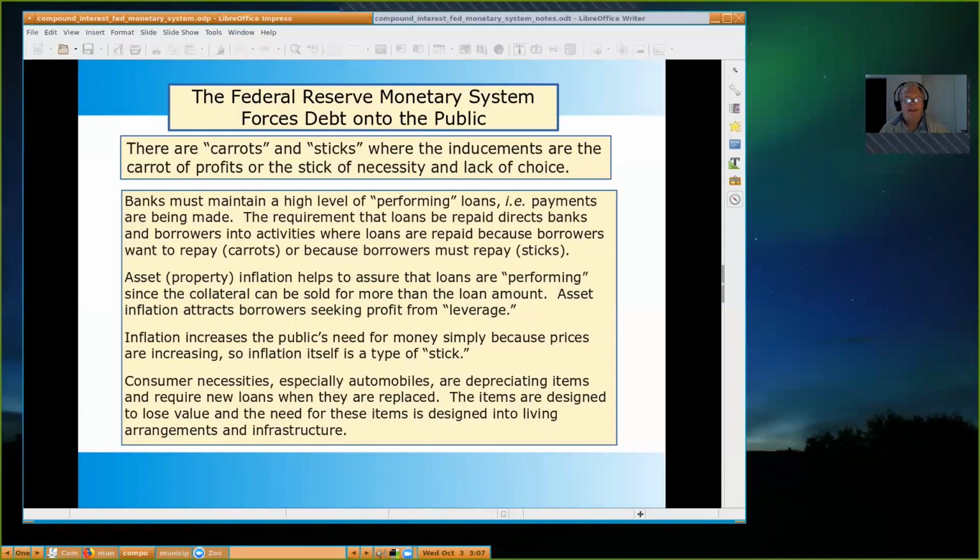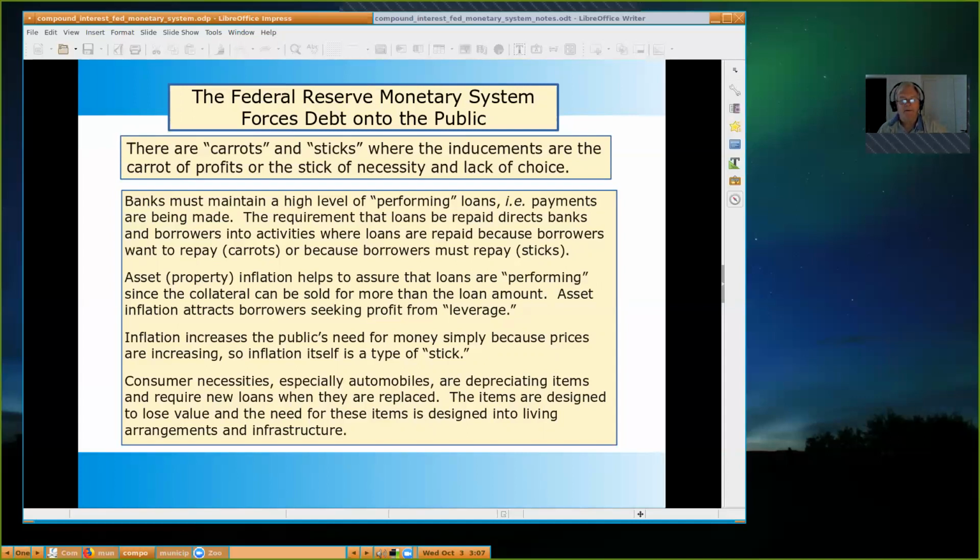Then consumer necessities, and in particular automobiles, are depreciating items, but they have to be replaced, and you have to get a new loan when they're replaced. Cars depreciate a lot. A lot of people have wondered why used car prices go down as much as they do. One of the reasons is that when you buy a new car, you basically have to start over, so you have to borrow the money again. If your car held its value, the amount of credit associated with automobiles would be a lot less.